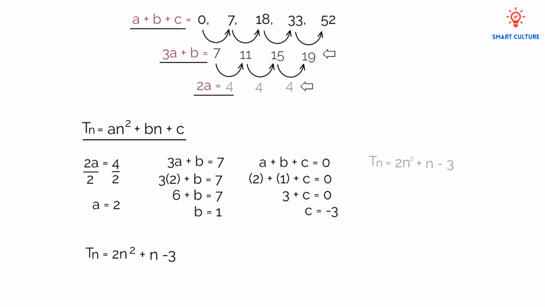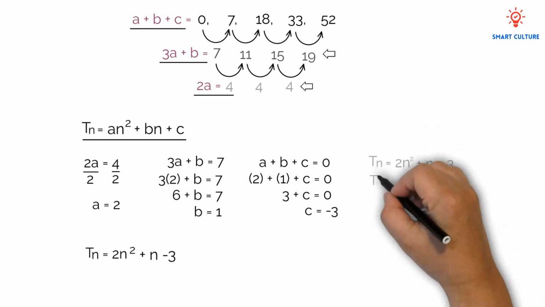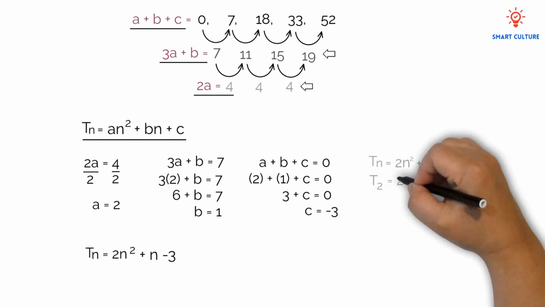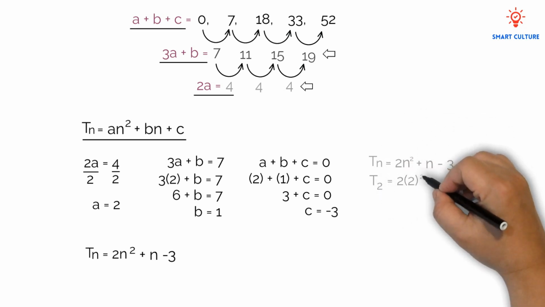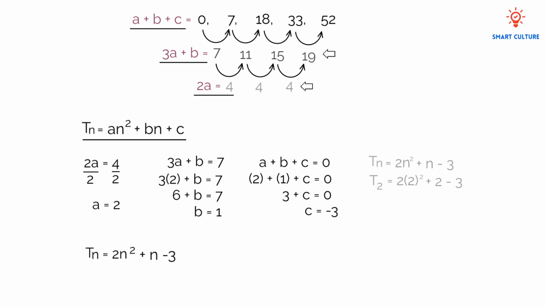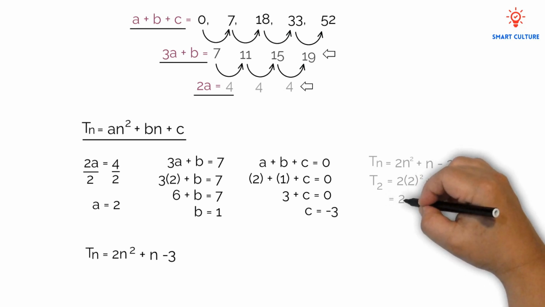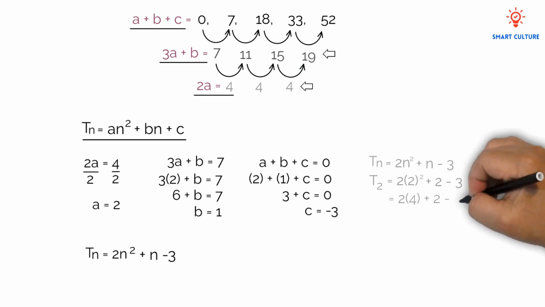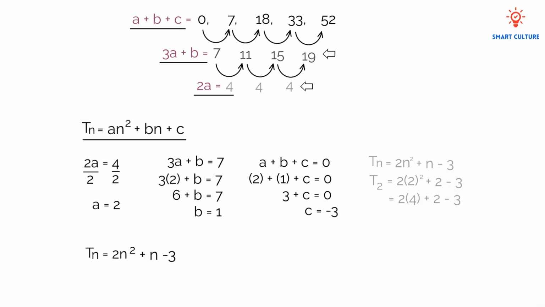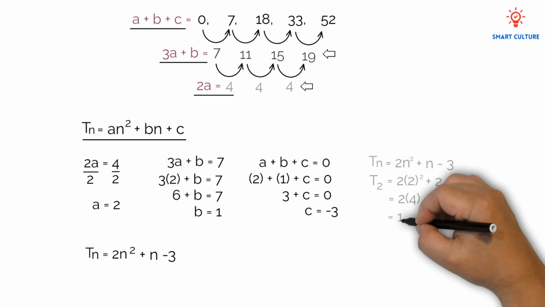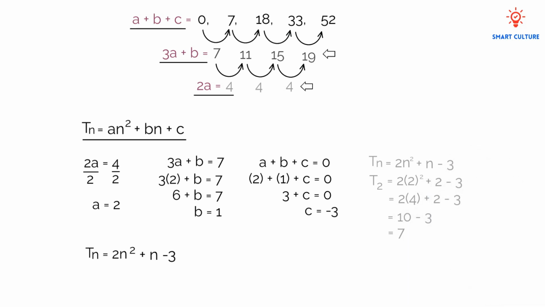Because we want to determine the value for the second term. Then we have 2 times 2 squared plus 2 minus 3. 2 squared is equal to 4, so then we have 2 times 4 plus 2 minus 3. 2 times 4 is 8. Then we have 8 plus 2 minus 3. Now we know that 8 plus 2 is equal to 10, so then we have 10 minus 3, and that equals 7. And as you can see, the second term is indeed equal to 7, so we know that this rule is correct.